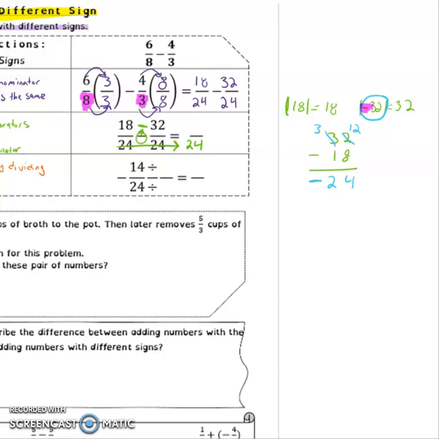Oh, anyone see the error I made? When I borrowed, I still said 3. That's silly. All right, so when you take 1 away from 3, you get 2. All right, so now 2 minus 1 is just 1. All right, so our answer is negative 14.